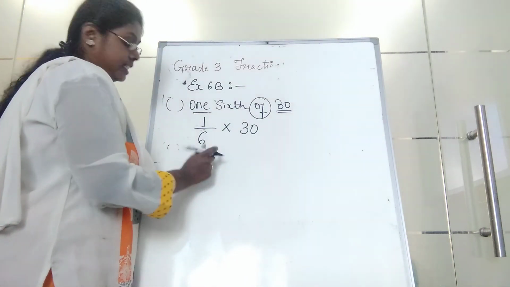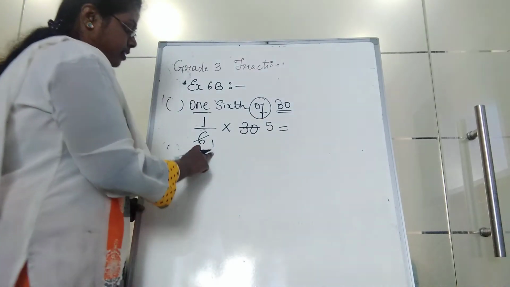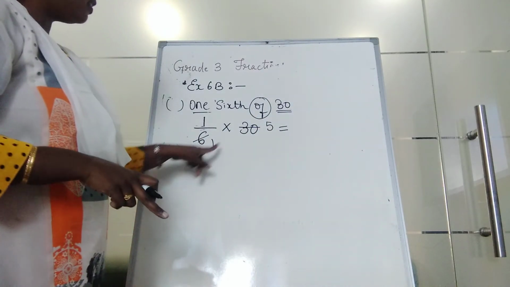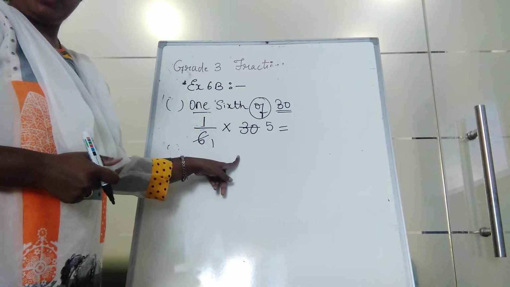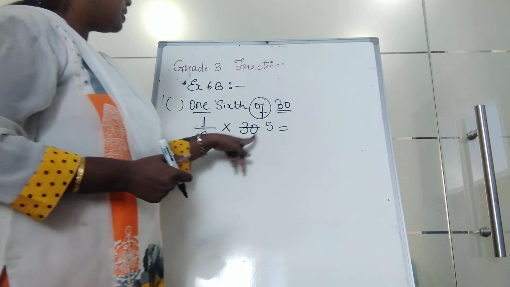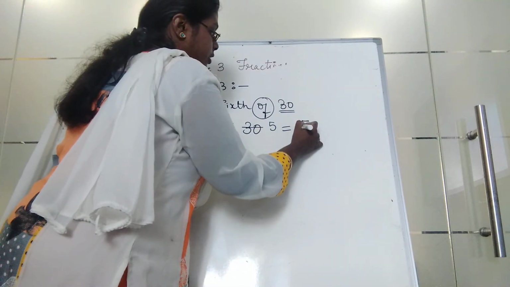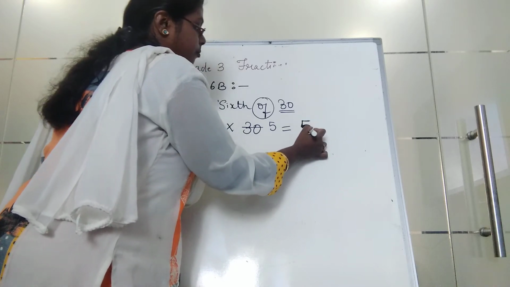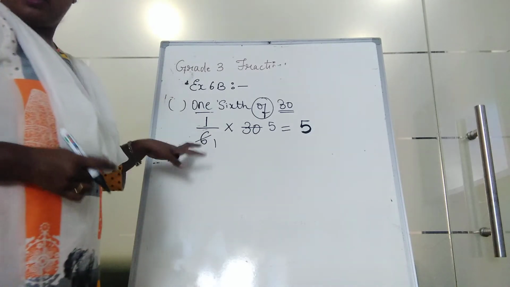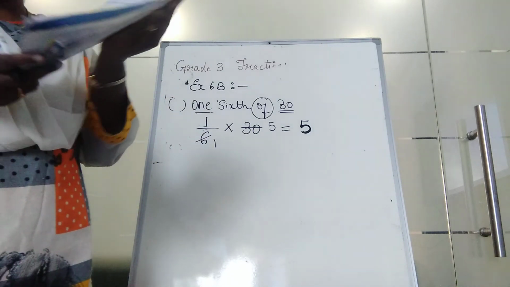Now divide the denominator with the numerator. Please cancel this. 6 1s are 6, 6 5s are 30. 1 into 5 is 5.